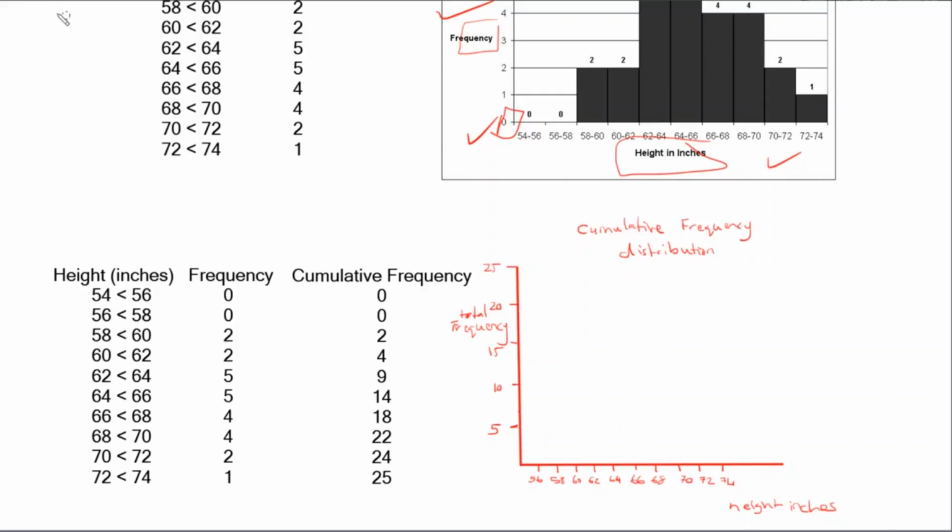Alright, cool. So now we need to graph the information here, but what we're trying to do is graph the cumulative information. Well, from 54 to 56, we have no frequency, and the same for 56 to 58. But when it comes to 58 and 60, we have 2. There are 2 occurrences of the values that we're looking for.